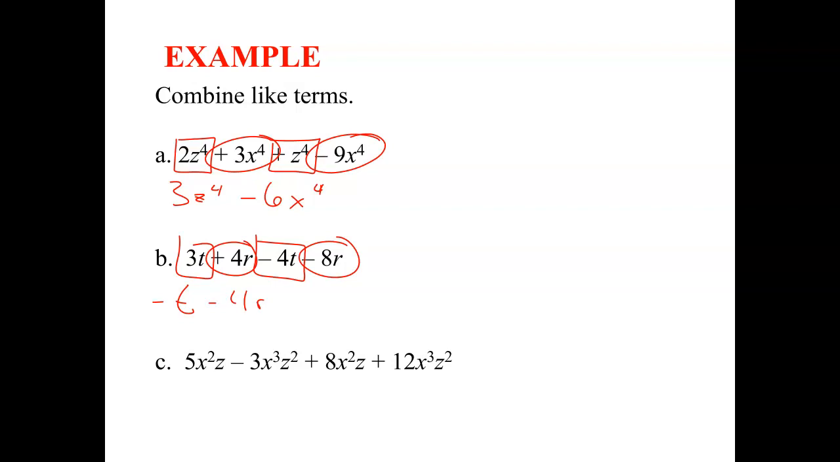All right, this one's a little bit trickier because you have to look really carefully. So let's take this one term at a time. 5x squared z and 8x squared z. The exponent and variable have to match exactly. Since the x is squared, I can only match the other x squared. 5 and 8 gives me my 13x squared z. Okay? Does this have a like term as well? Yep. With 12 to give me what?